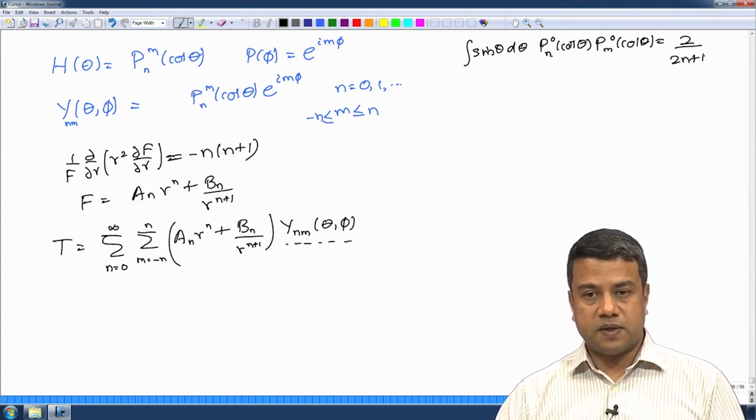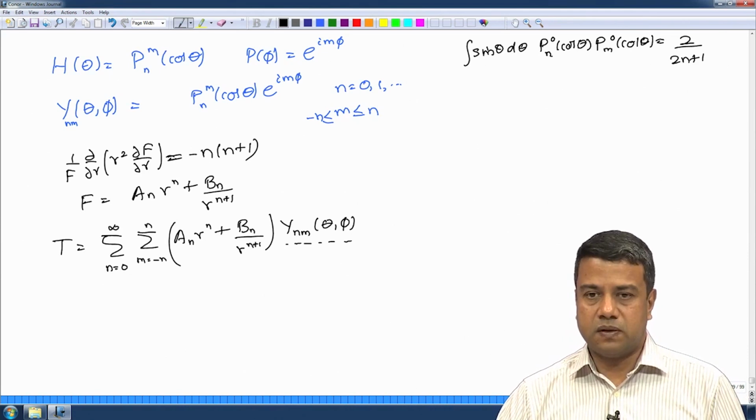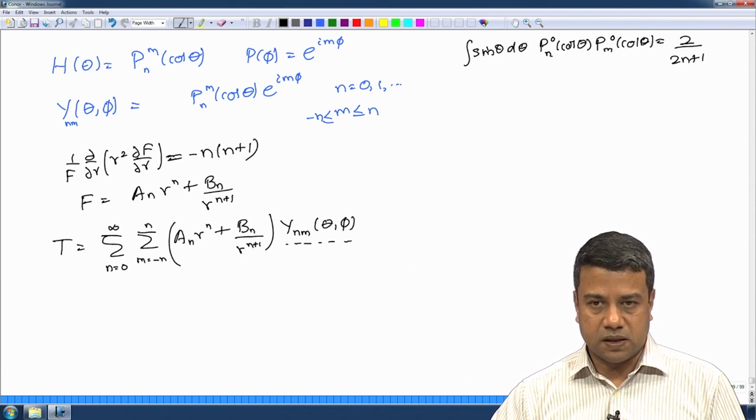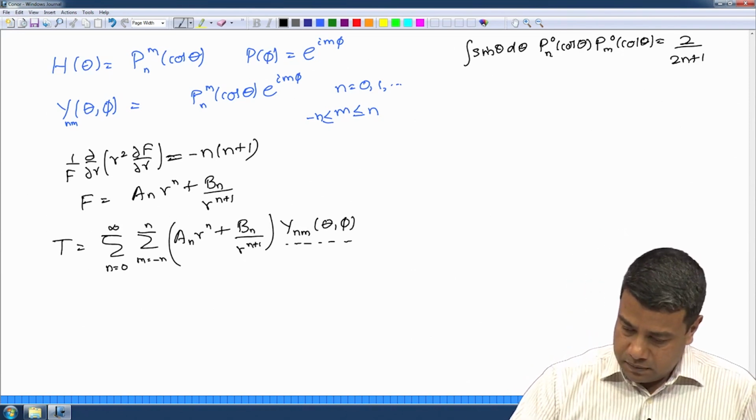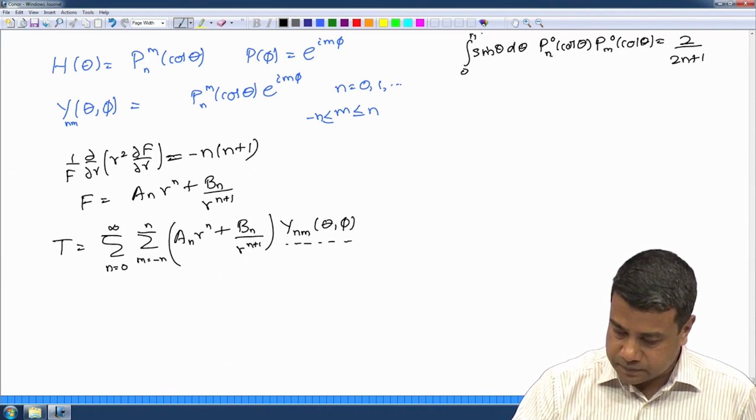That was for the axisymmetric problem where m was equal to 0. When m is equal to 0, e power im phi is 1 and therefore, there is no variation in the phi direction. This was from 0 to pi.